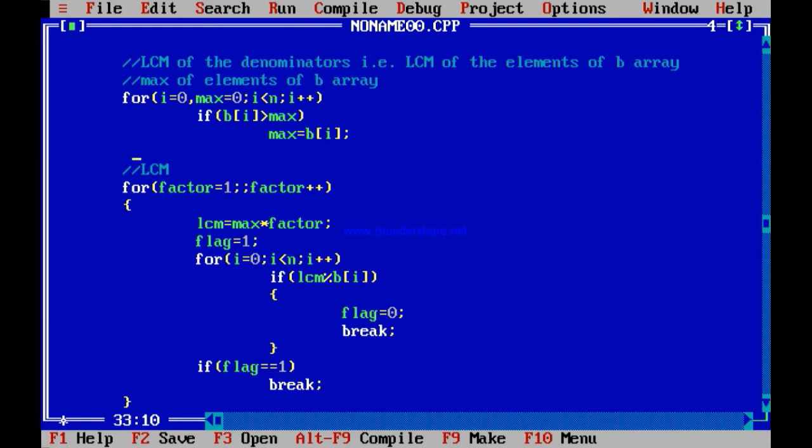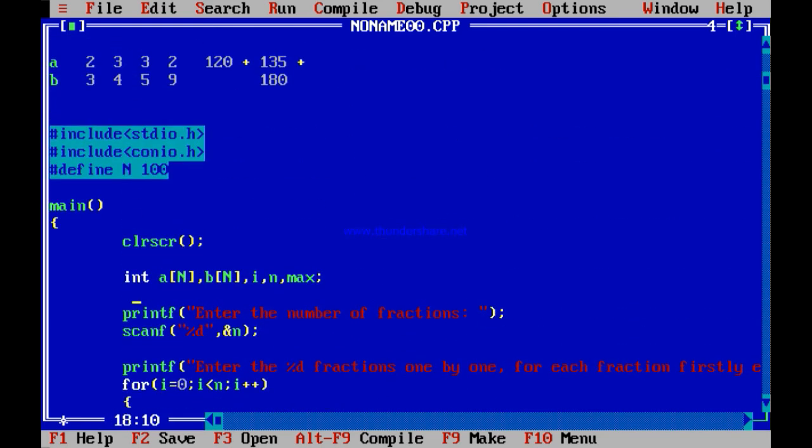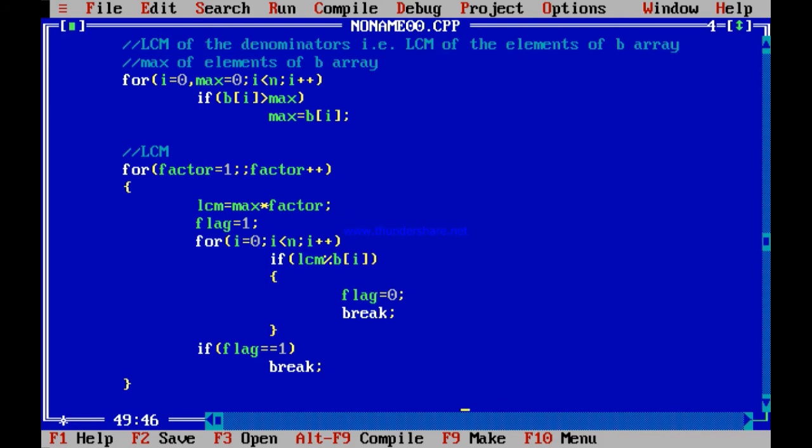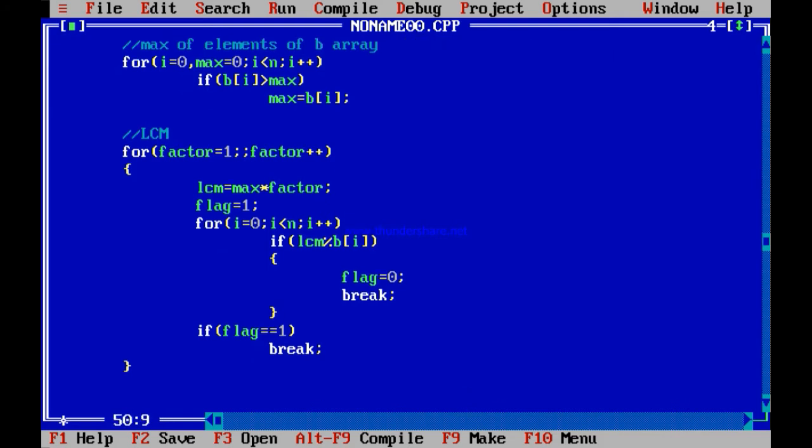Now, before you continue with the next part, let us declare every variable that I have used. Firstly, I have used the factor variable. I have used the LCM variable. I have used the flag variable. So all variables I declare over here. Next, I continue. How do I continue once I have got the LCM?